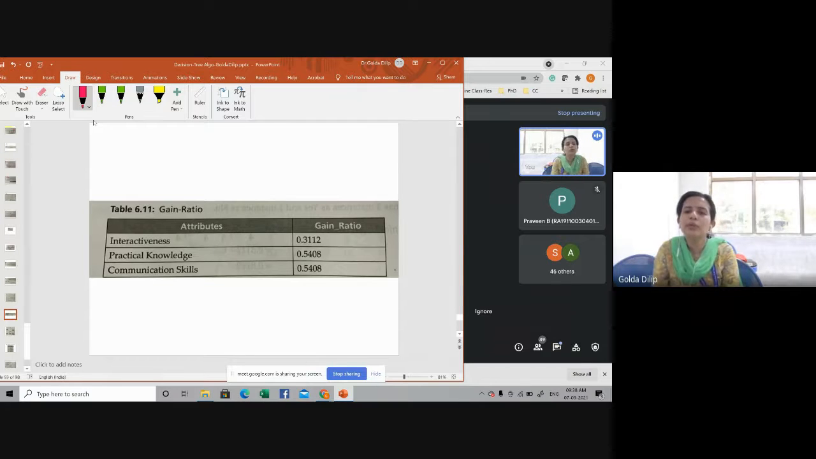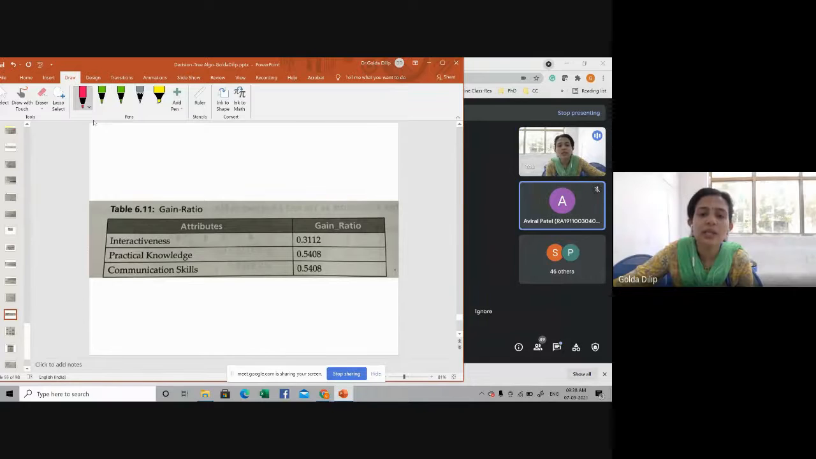So who knows what we should do next? It's like I keep on repeating the same steps. Finally, no response from anyone. So which one shall I select now? Aviral, which one shall I select now? There are 3 attributes along with the gain ratios here: interactiveness, practical knowledge, and communication skills. Which one shall I select now?